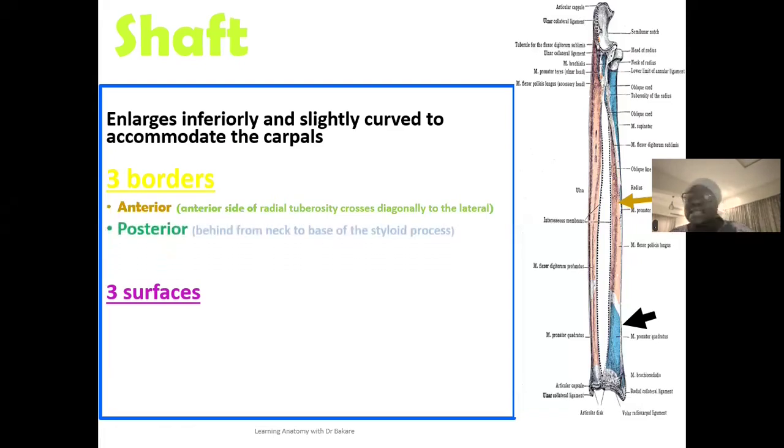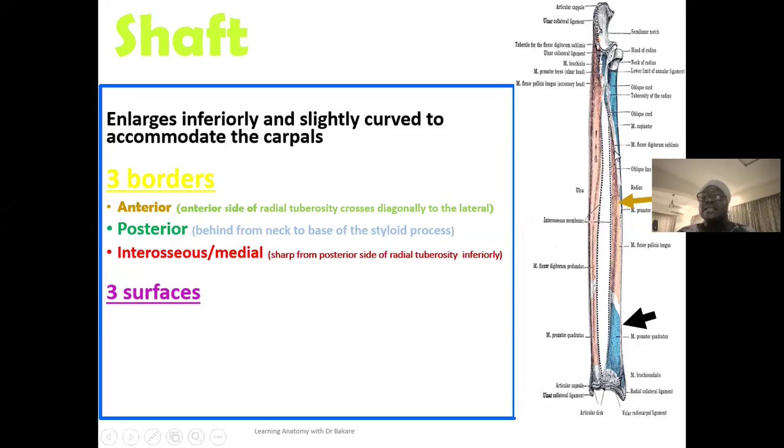Then if you go behind, we have the posterior border. The posterior border may not be seen in this image because this is the anterior view of the bony compartment of the forearm region, but it is seen to extend posteriorly from the neck of the radius down to the styloid process. Don't forget that the styloid process is positioned posterolaterally. So it extends from behind downwards to reach the styloid process. Then we have the interosseous border, that can also be referred to as the medial border. This is seen as a sharp projection descending inferiorly from the posterior side of the radial tuberosity downwards.